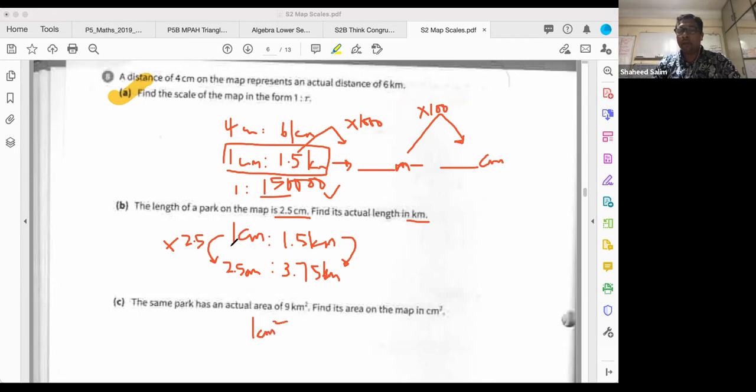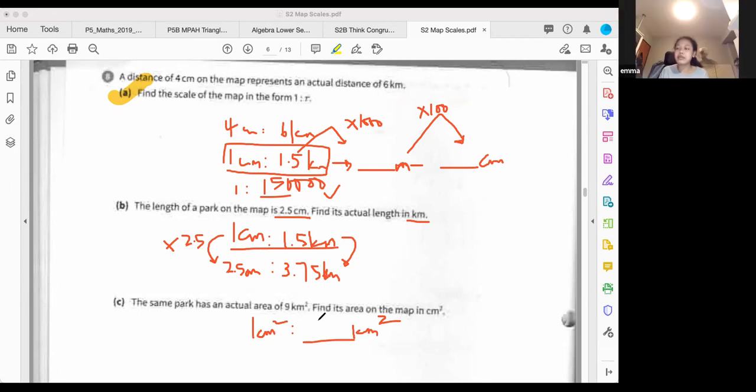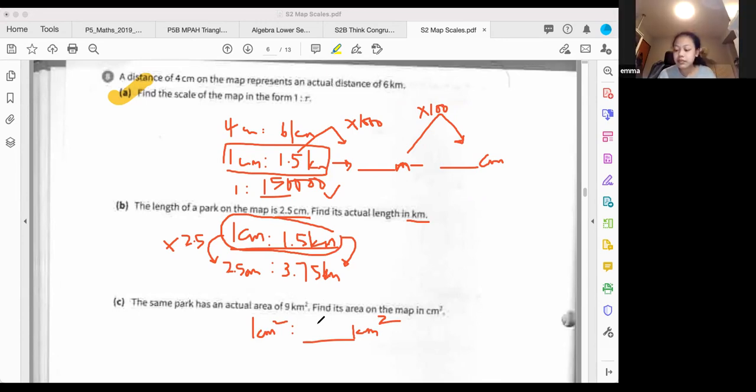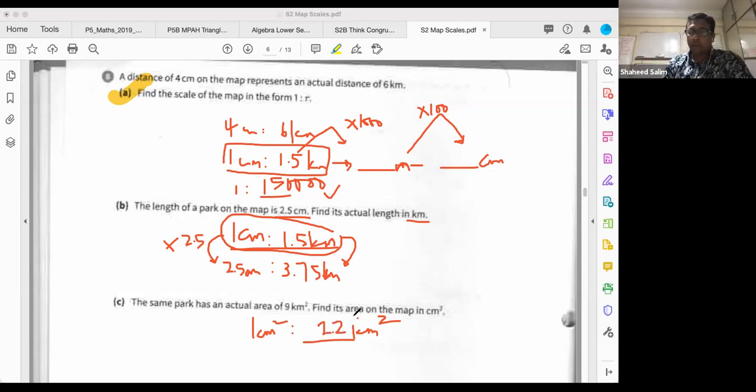You must use this one and square. Remember, what do you get? Yeah. Use this one. You know what to do? Square it, square it. 2.25. Okay, good. Now score the goal, Emma.